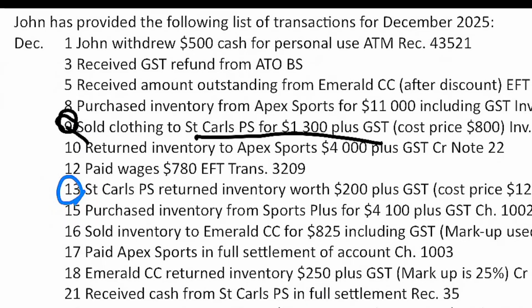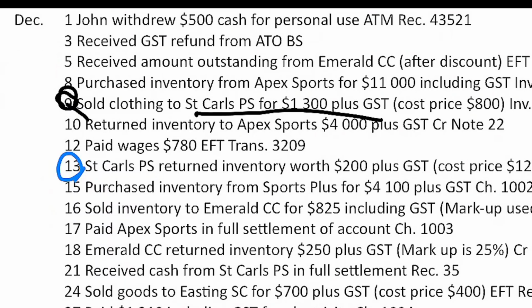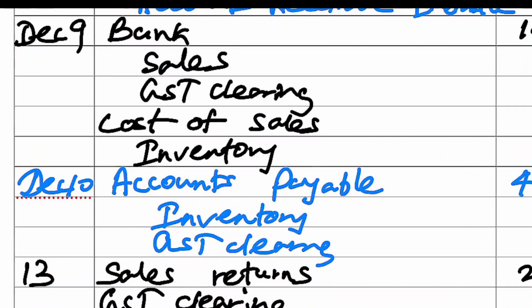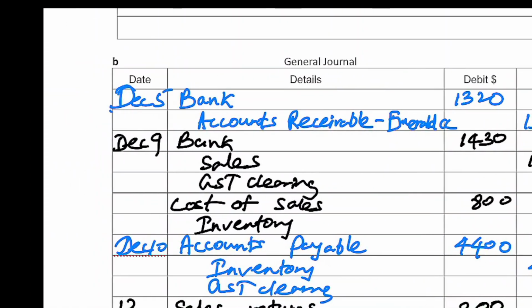How do we know it's a cash sale? It should be supported by a receipt, or EFT receipt, right? So then what is the mistake? I have written bank. That's wrong. It should be accounts receivable.